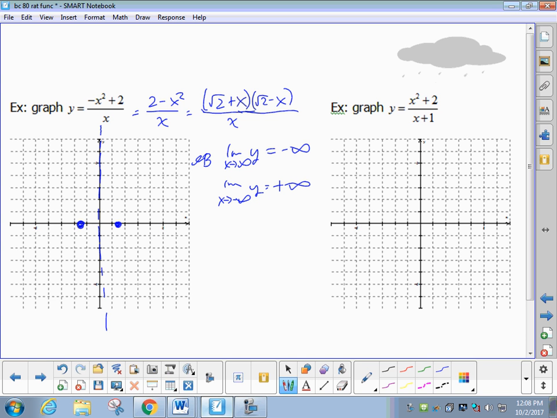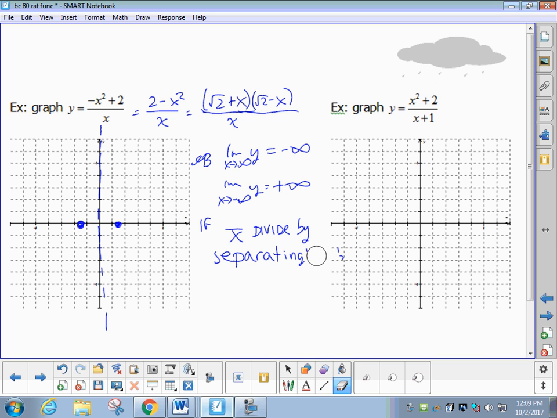In this case, if it's just over x, then you can divide easiest by separating. So if you separate these individually, negative x squared over x plus 2 over x, this becomes negative x plus 2 over x.